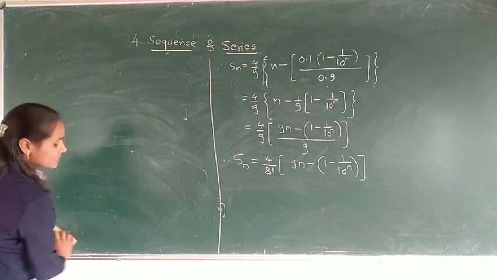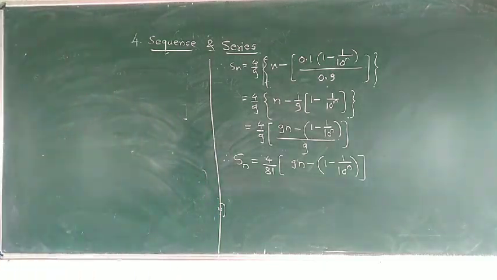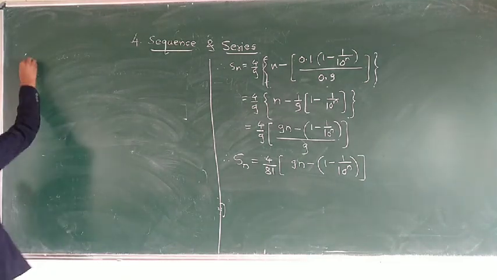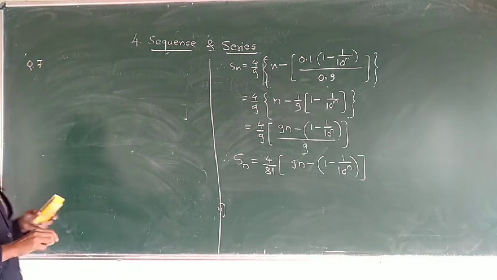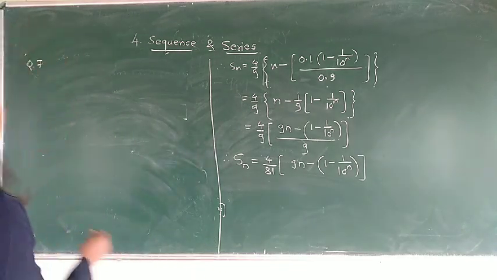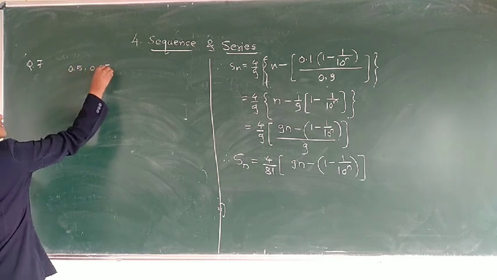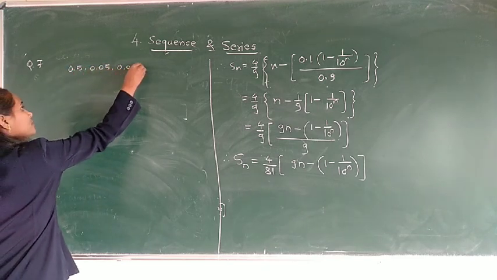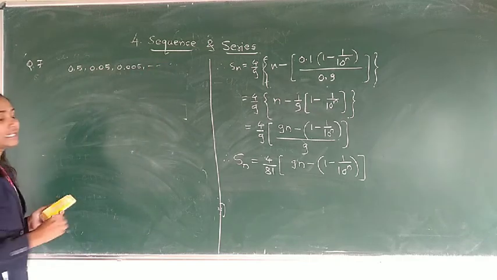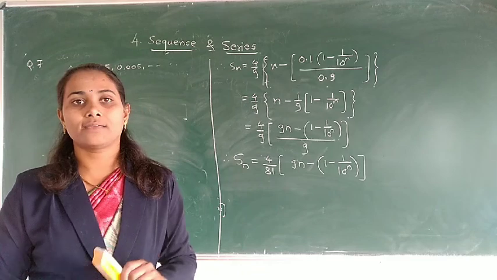In question number 7, what we have to find here? Find the sum to n terms of the following sequence. So what is the given sequence? 0.5, 0.05, 0.005 and so on. Here we have to find Sn, the sum of n terms of the given sequence.